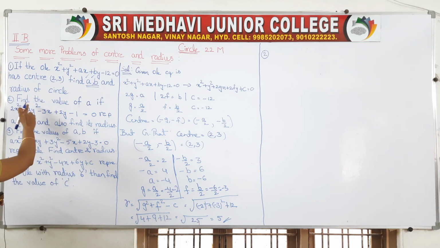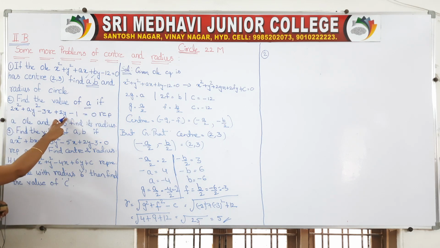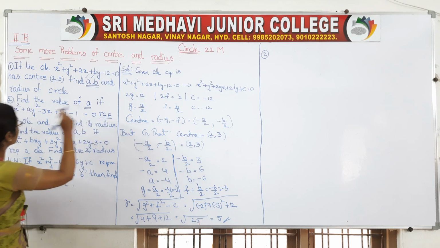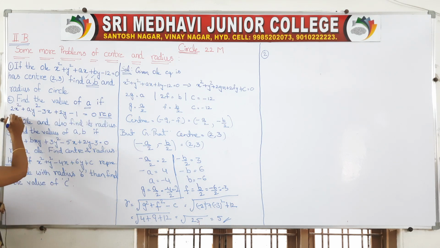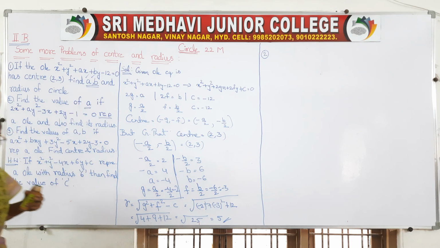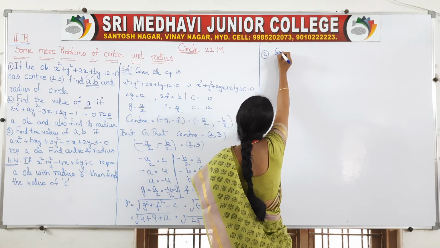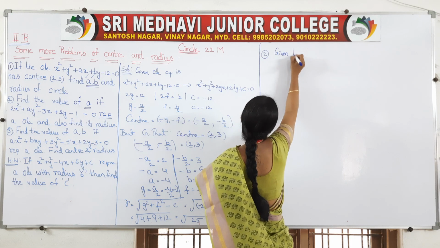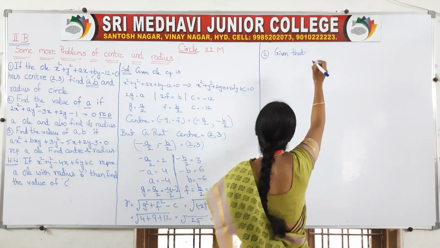Here, find the value of a for this equation, if it represents a circle equation, and also find its radius. So they have given that this equation represents a circle equation, then find a as well as the radius. First, what is the given information to you? In any problem we will write what is the given information to us. So given that, what is that?